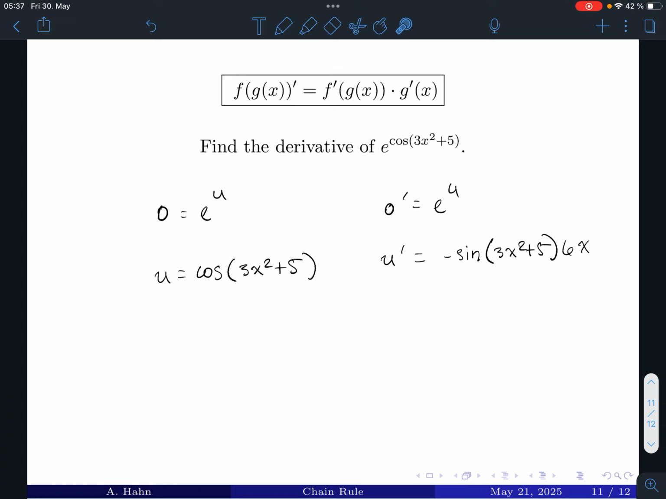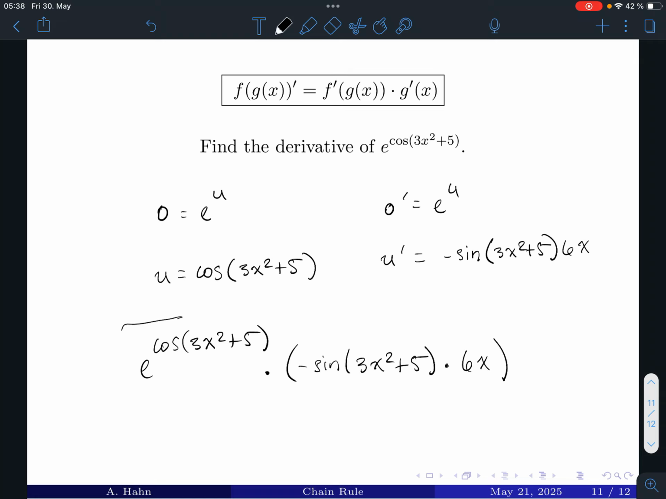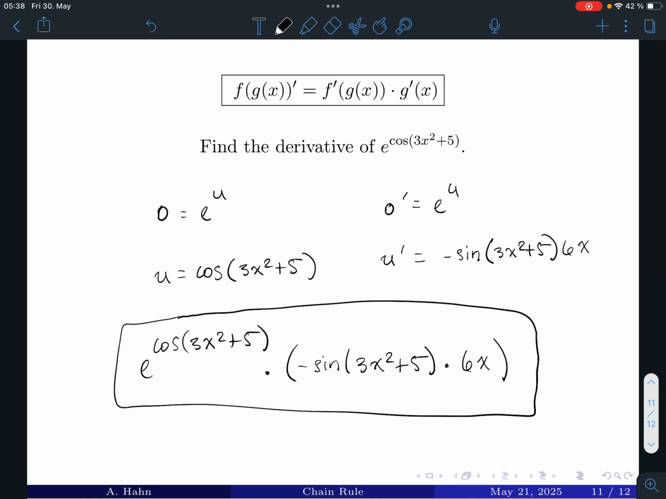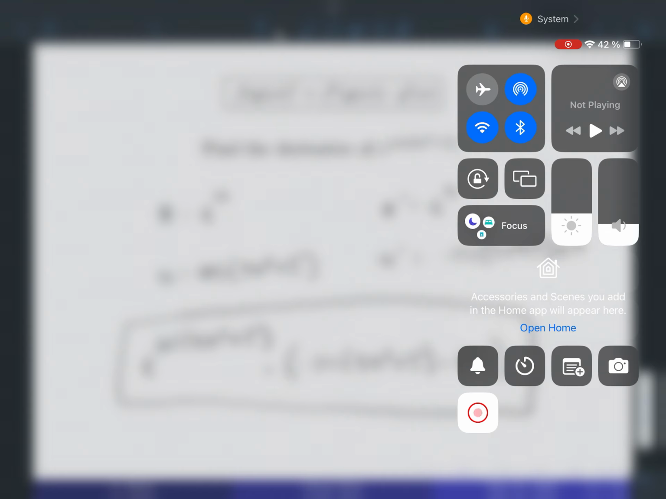And now that we have the derivative of my inside, I can use it to find the derivative of my whole big function. So for my whole big function, we take the derivative of my outside evaluated at the inside. So this is going to be e to the cosine of 3x squared plus 5, times the derivative of my inside. So times all of this. So times negative sine of 3x squared plus 5, times 6x. And that's it.